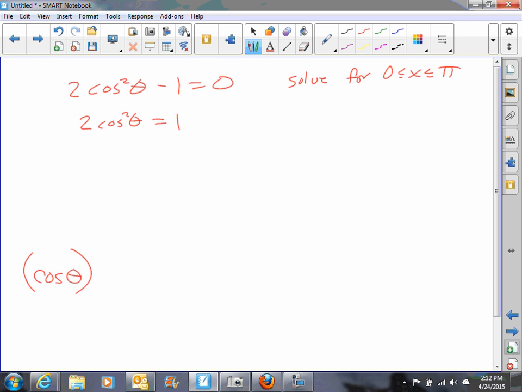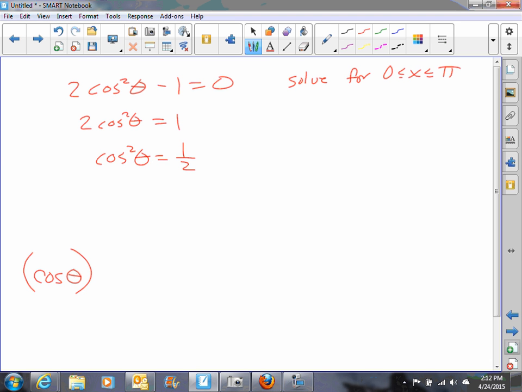Oh, by the way, I did add 1 to both sides of this equation. But you see, I'm not trying to verify an identity now. I'm solving an equation. So we're back in equation solving rules rather than proving an identity rules. The next thing I would do is divide both sides by 2. So I get cosine squared of theta is equal to 1/2.